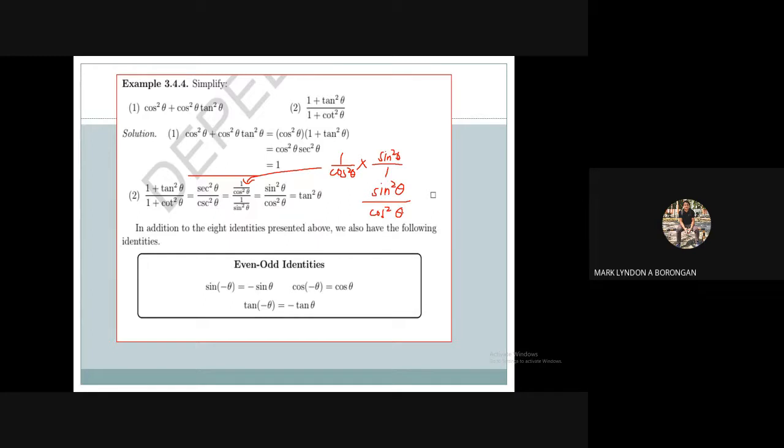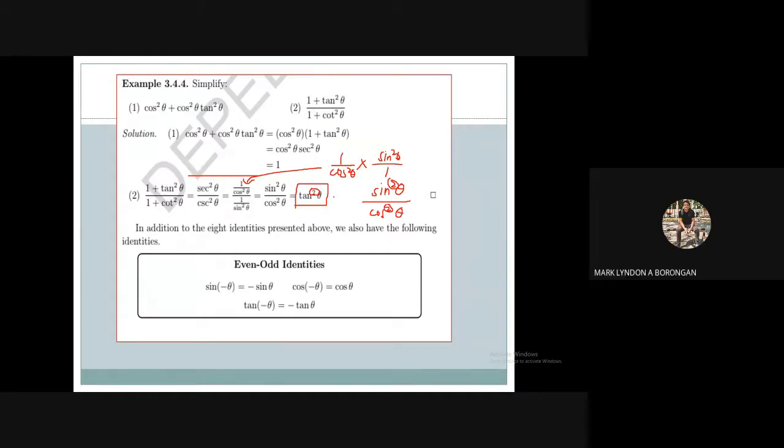Right, because sine over cosine is just equal to tangent. So sine over cosine is equal to tangent. Therefore, our final answer will be tangent squared of theta. Since the sine and the cosine are squared, our final answer will be tangent squared of theta. Okay? Is that clear, guys? Yes, sir. Okay, so we proceed.